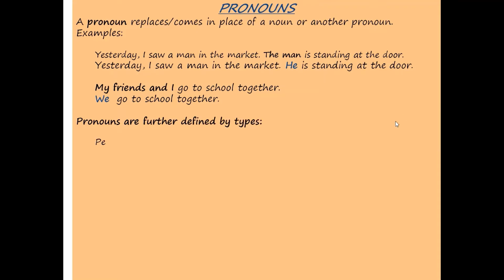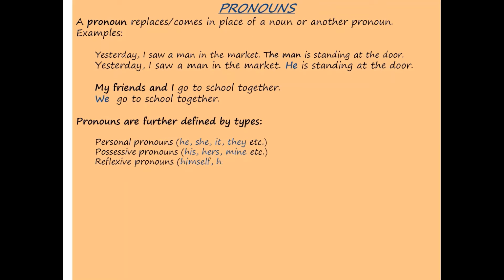Pronouns are further defined by types. So how many types of pronouns are there? First one, personal pronouns as he, she, it, they. Second, possessive pronouns. Possessive, it can be the case of personal pronoun: his, hers, mine. And then reflexive pronouns. Reflexive: himself, herself, itself, themselves. And then emphatic pronouns: himself, herself, itself, etc. It is put for emphasis only.